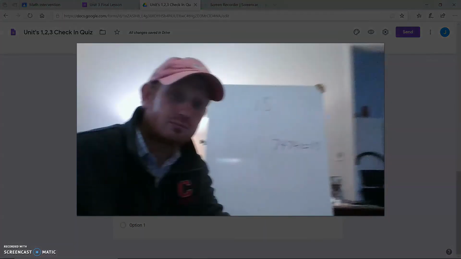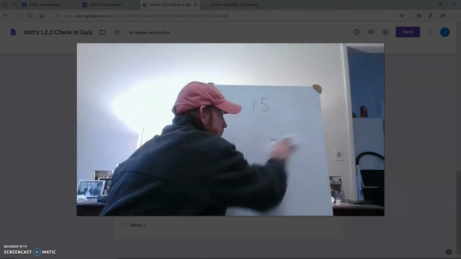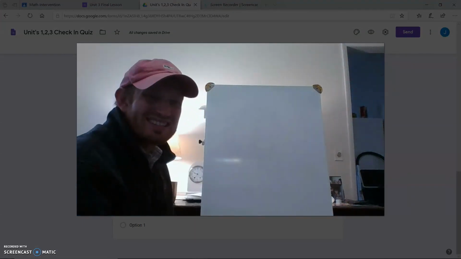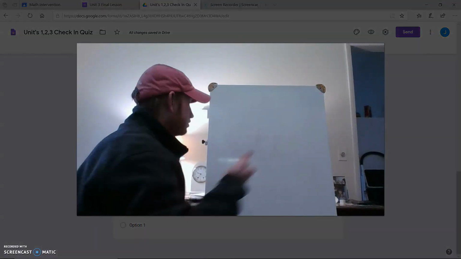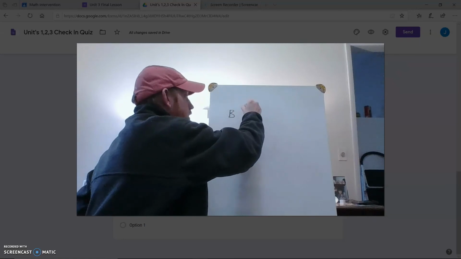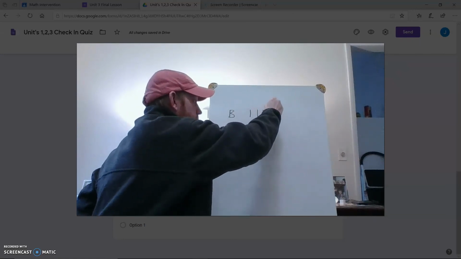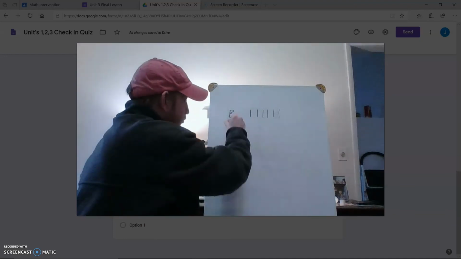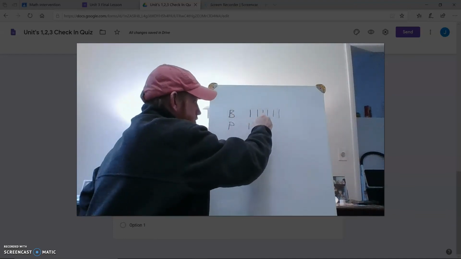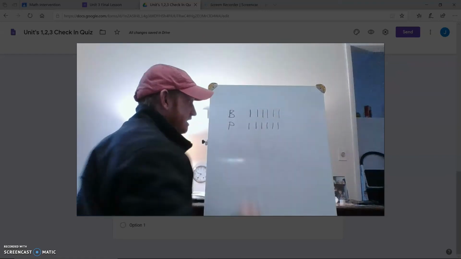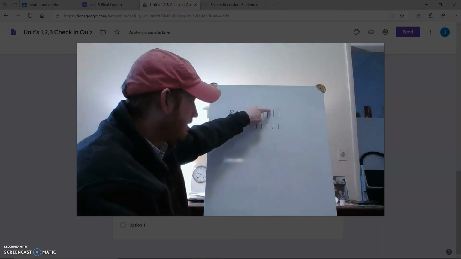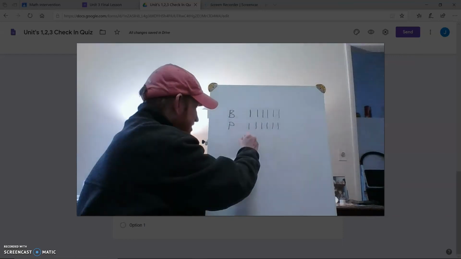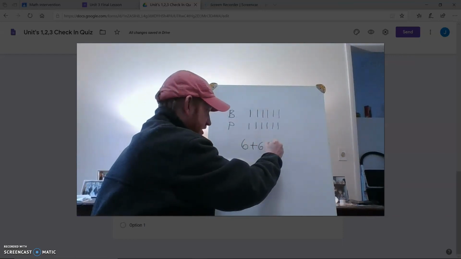So, Tommy has 6 blue markers and 6 pink markers. So we have 6 blue markers. I'll put a little B for blue. 1, 2, 3, 4, 5, 6. And then a little P for pink. 1, 2, 3, 4, 5, 6. So he has 2 equal groups of 6. So it's 6 plus 6 equals 12.